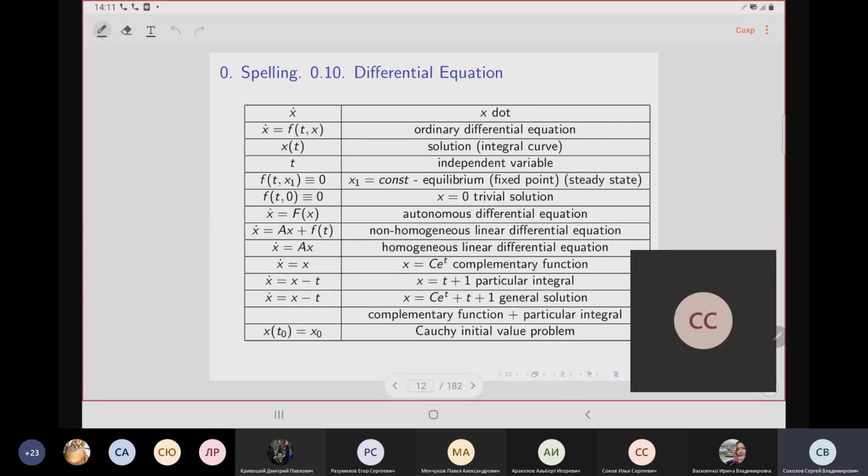So the first derivative, if the variable is time, we usually use x dot to stress that x is a function of time, and we calculate the derivative with respect to time. Our ordinary differential equation: x dot is f of t and x. x of t is the solution, or the same, it is the integral curve. t we call the independent variable.